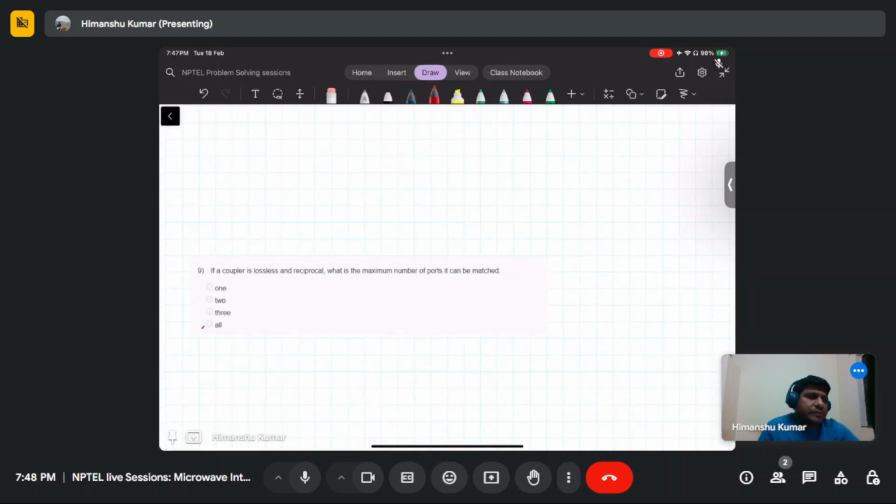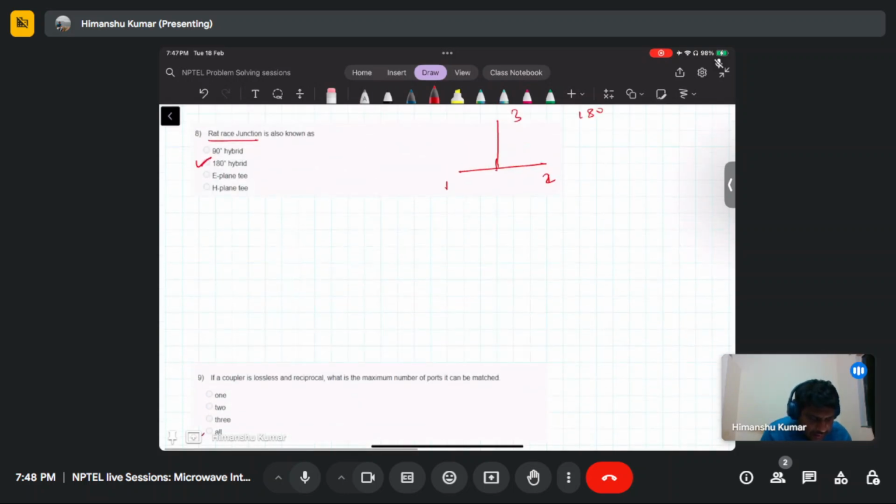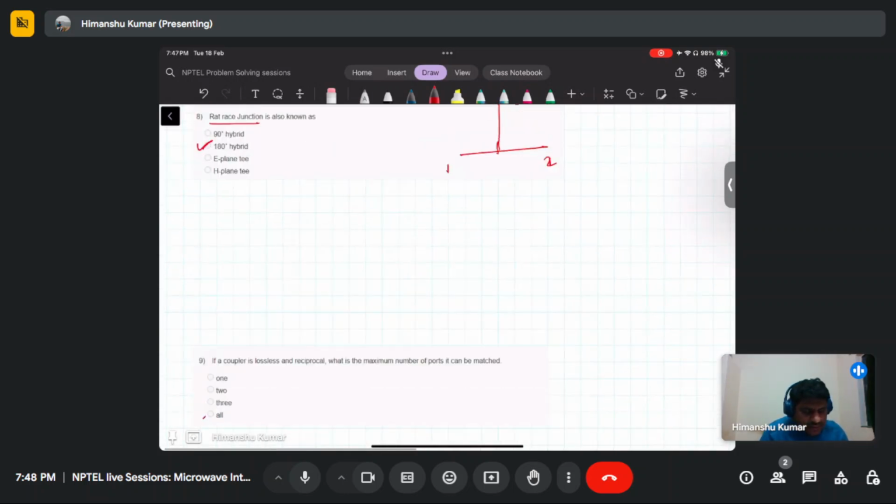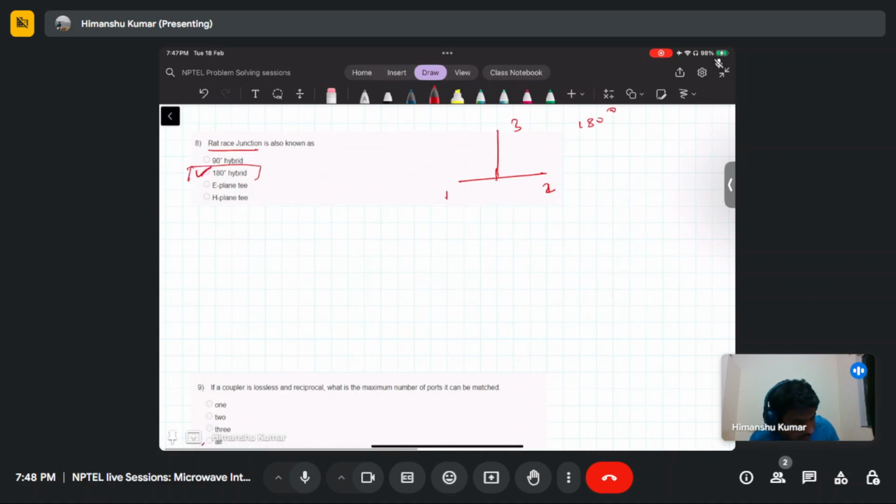So this was the rat race circuit, and that is an example of a hybrid coupler. This is a particular example of a hybrid coupler.